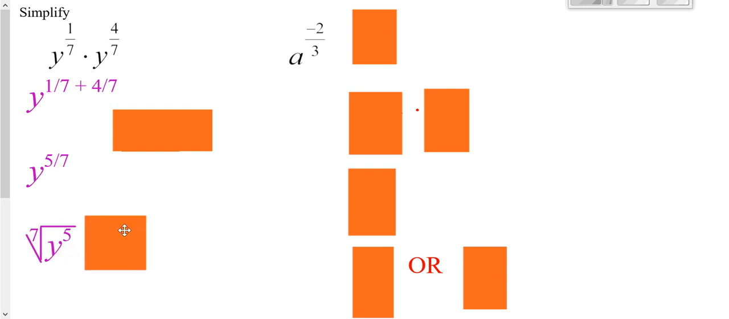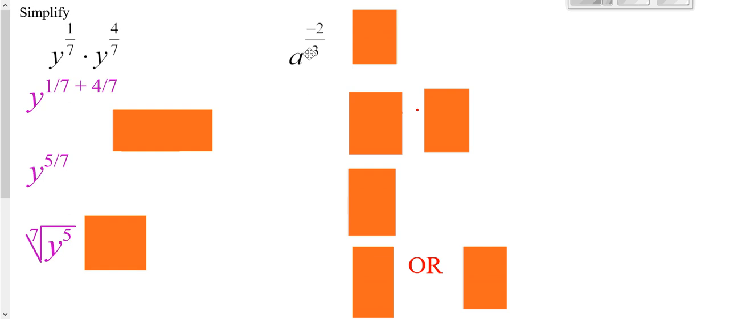I mean, technically it could be written as the 7th root of y to the 5th, but I would probably just leave it as y to the 5/7 because we started out with fractional exponents. Typically, if you start out with fractional exponents, leave your answer with fractional exponents. If you were to start out with roots, leave your final answer with roots.